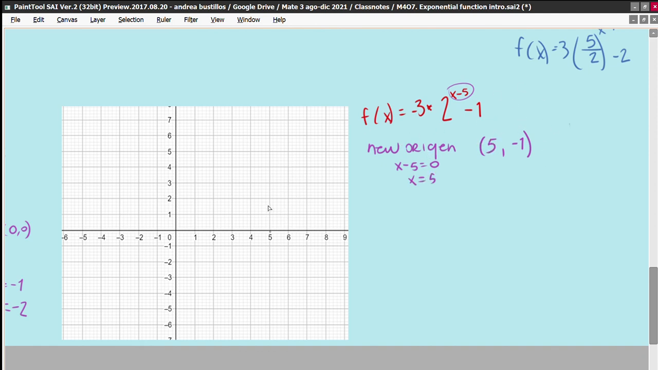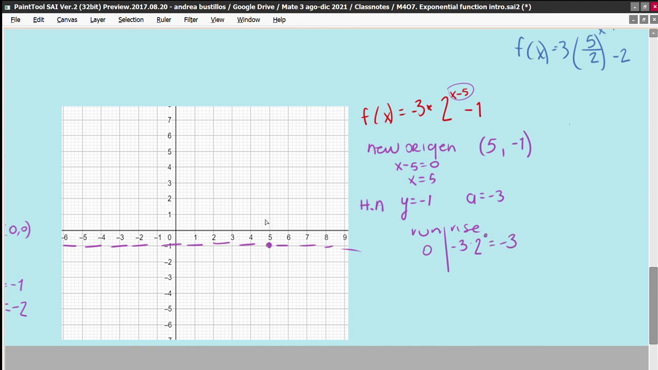Okay, so my new origin is (5, minus 1). Also remember that the horizontal asymptote is going to pass through the new origin, meaning that the horizontal asymptote is y equals minus 1. So here's where the horizontal asymptote is going to lie. Lastly, let's apply our run-rise method. Remember, if you run 0, you're going to rise your leading coefficient. Notice that the leading coefficient is minus 3, so it's minus 3 times the base to the power of 0, and this is minus 3.